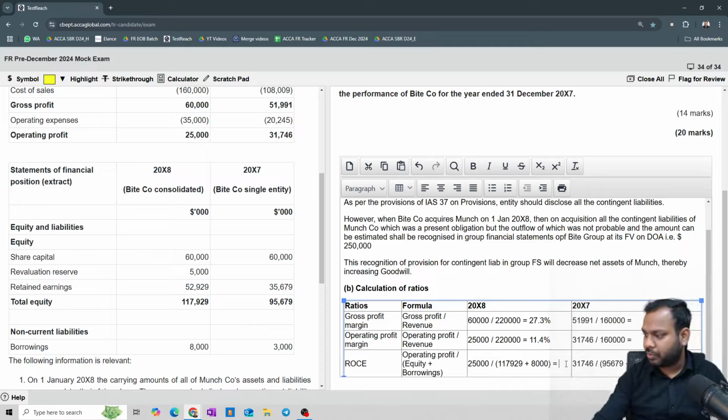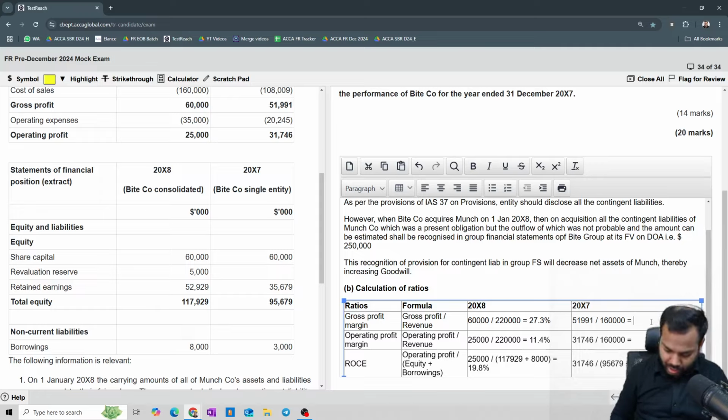Now ROCE is how much? 117,929 plus 8,000 divided by 25,000 into 100 is 19.85%. 19.8%, not 29, 19.8%. Okay, now this will be equals to 51,991 divided by 160,000 is equals to 32.5%. Now this one is equals to 31,746 divided by 160,000 is 19.8%.